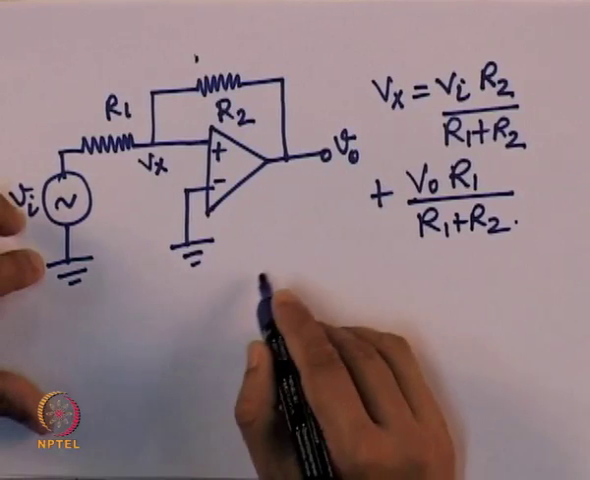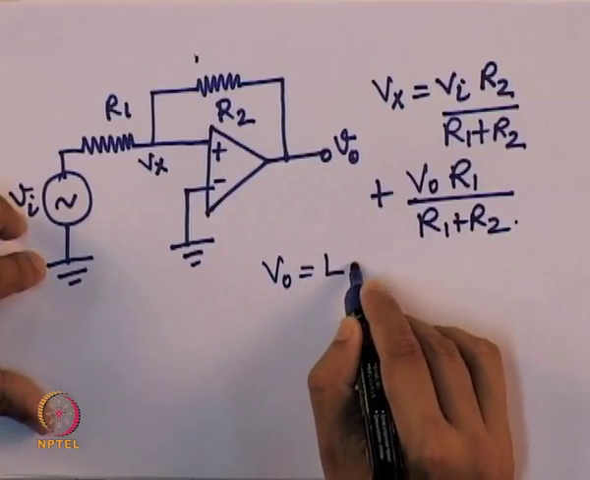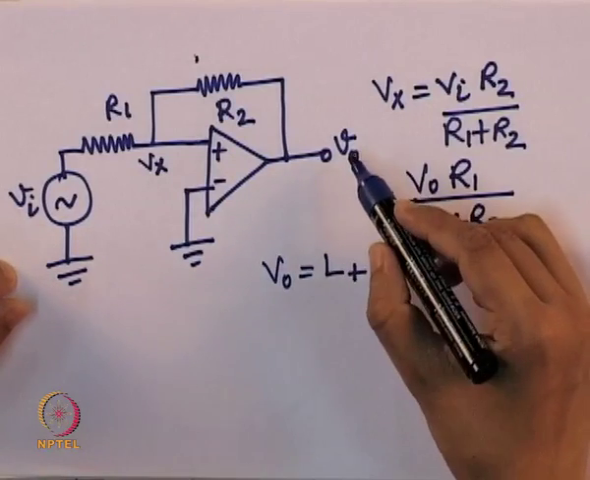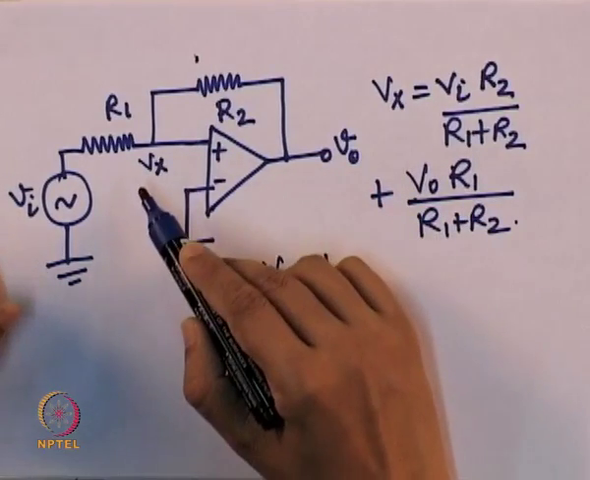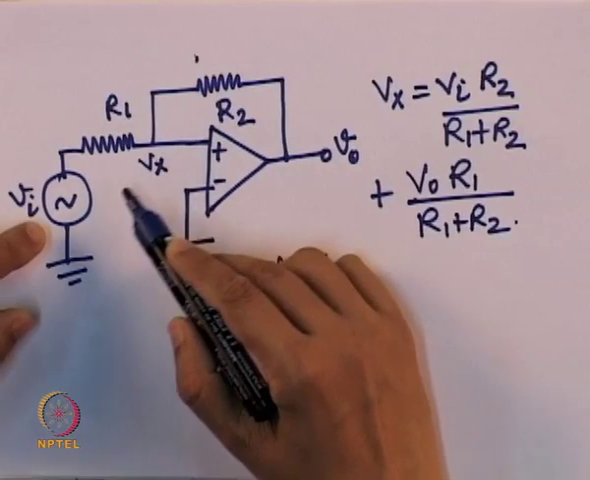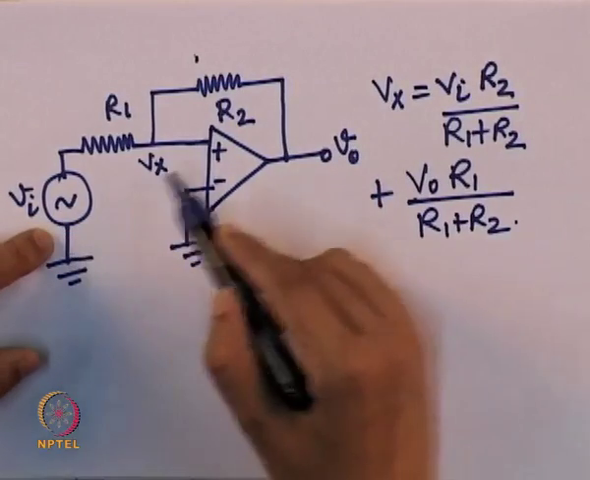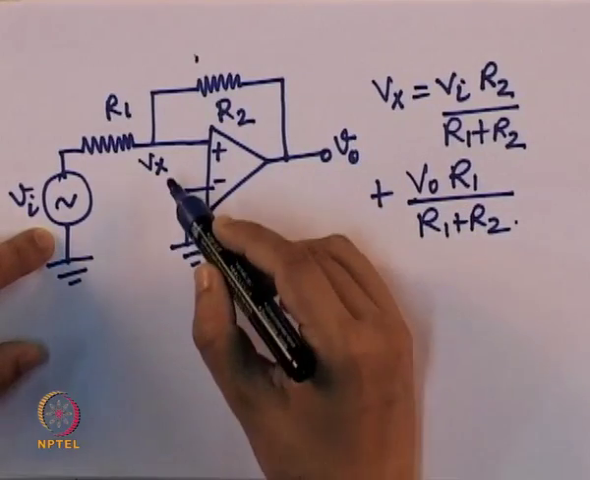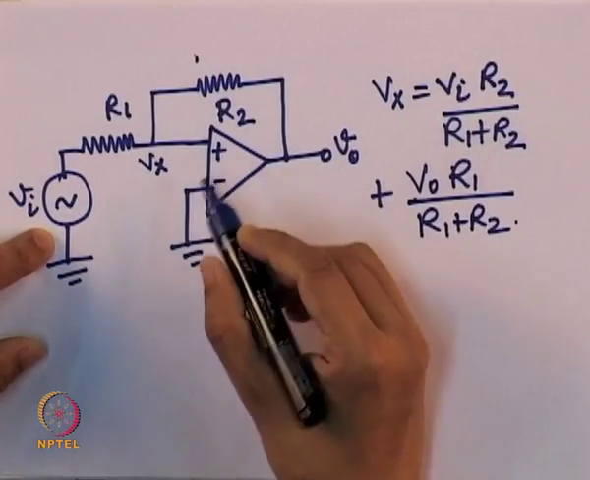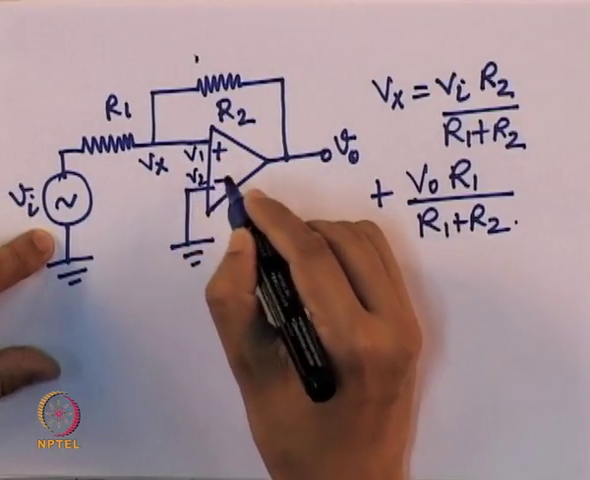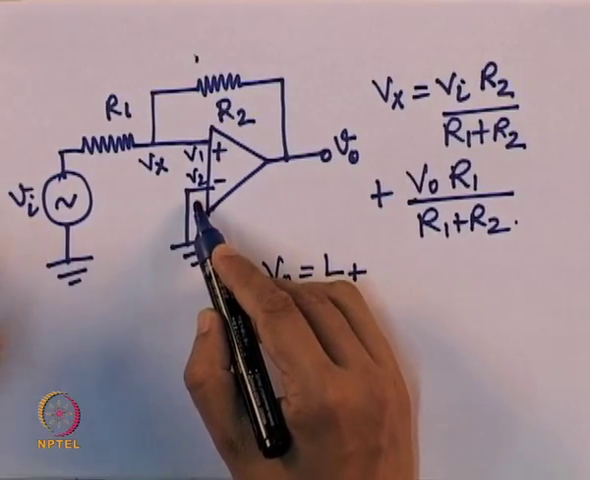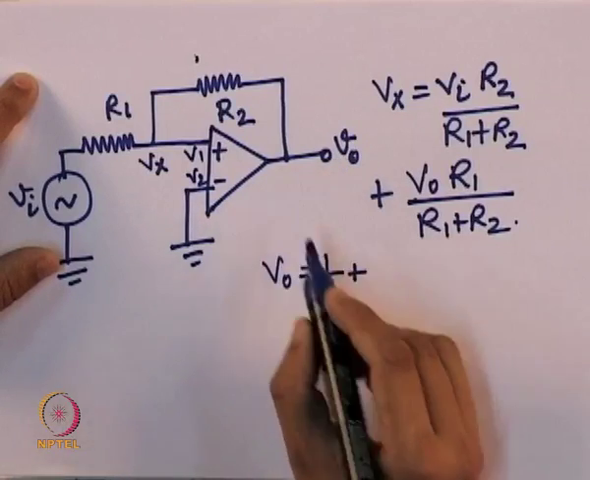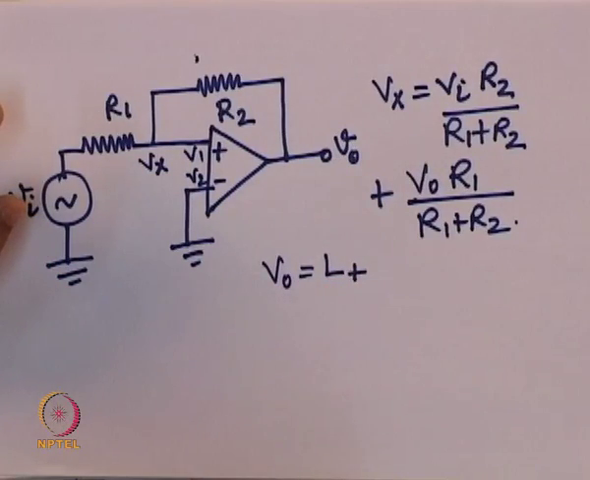Now, initially say V0 is at the upper saturation voltage L plus. Okay. Say L plus is positive, so then Vx will also be positive. Now, if we keep on decreasing Vi, then from this equation we see that Vx will go on decreasing, and at one point Vx will go below V2, that is the ground voltage, if I call this V1 and this V2. Then Vo will transition from L plus to L minus. Okay.